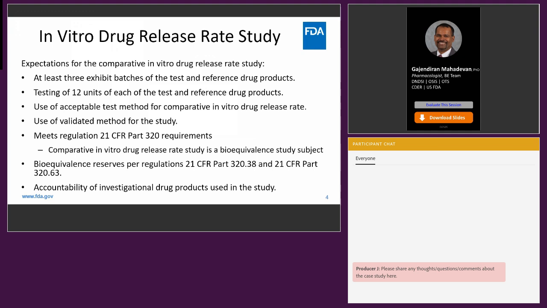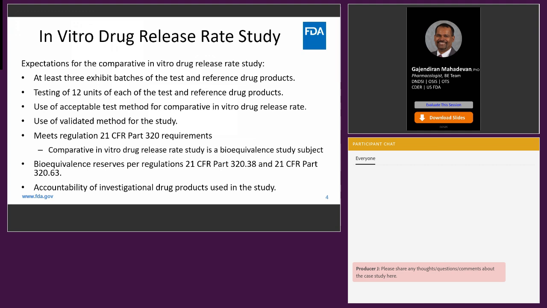The study should be performed on at least 3 exhibit batches of the test and reference drug products to be tested, and testing 12 units of each of the test and reference drug products. An acceptable test method is developed followed by validation of the method before conducting the study. Comparative in vitro drug release rate study is a bioequivalence study and should meet regulatory requirements of 21 CFR Part 320.